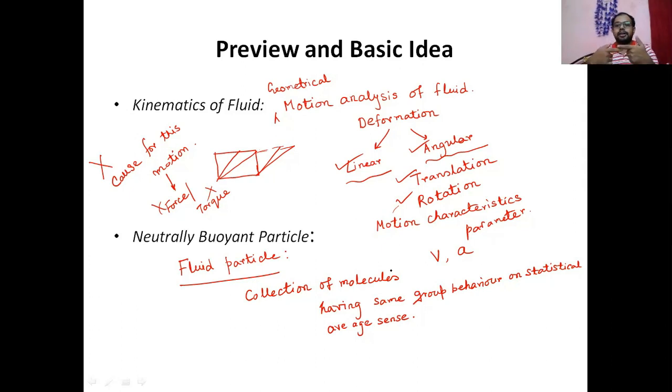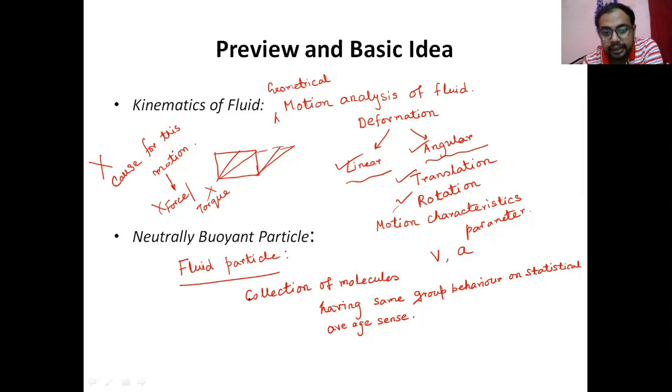So whatever the position, it should maintain the same position. According to position-wise, it will not change. It just tracks the flow. So the velocity of this particle at any point and the velocity of the flow is the same. It just captures the flow velocity. This kind of particle is known as the neutrally buoyant particle.